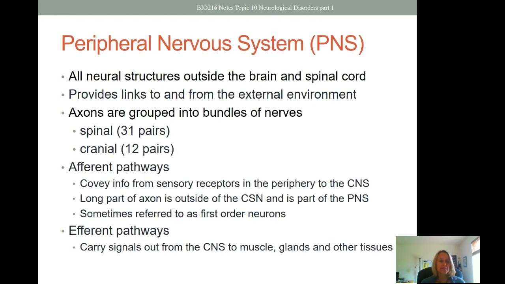So the peripheral nervous system contains all those neural structures outside of the brain and spinal cord, and it's going to provide a link to and from the external environment. As I mentioned earlier, the axons are bundled into nerves. So the spinal nerves, we have 31 pairs. The cranial nerves, we have 12 pairs. The afferent pathways are going to convey info from sensory receptors to the central nervous system, and the efferent pathway is going to carry signals from the central nervous system to muscles and glands.